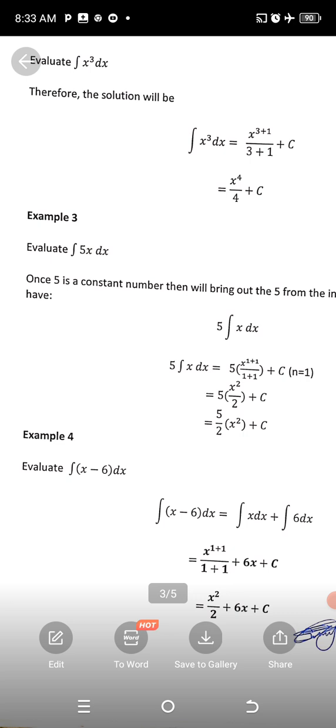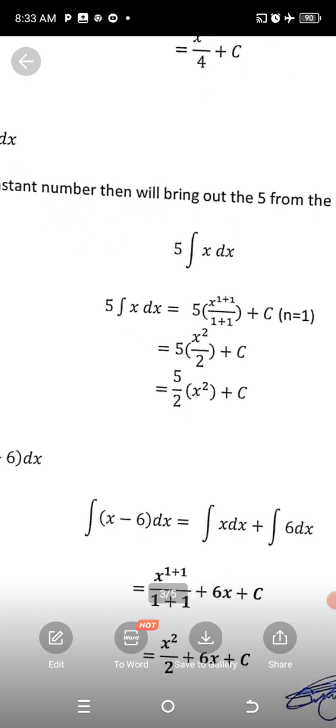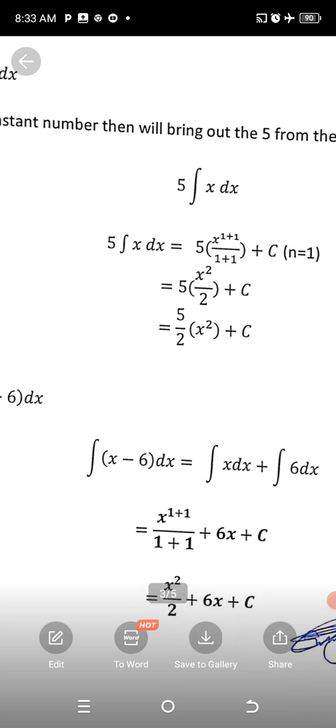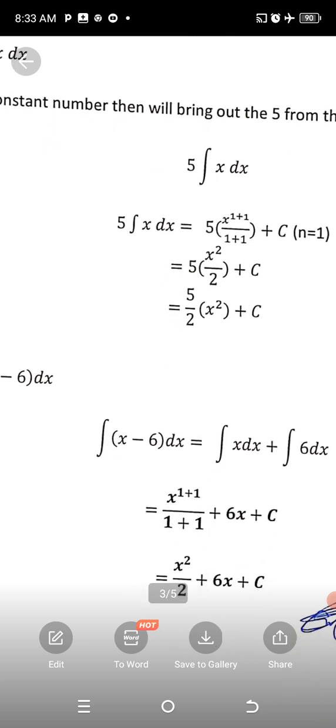So once you split, this is the way you split it, assuming the sign in between x and 6 is plus. So you have what? Integral of x dx plus integral of 6 dx. Which eventually is going to give you x raised to power 1 plus 1 divided by 1 plus 1, plus 6x, plus c. And how to integrate a constant number is as given in the first slide. That is the integration formula. You can check through and convert.